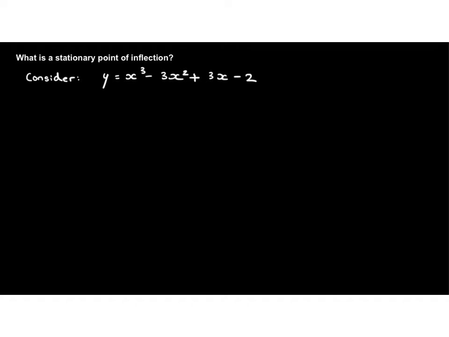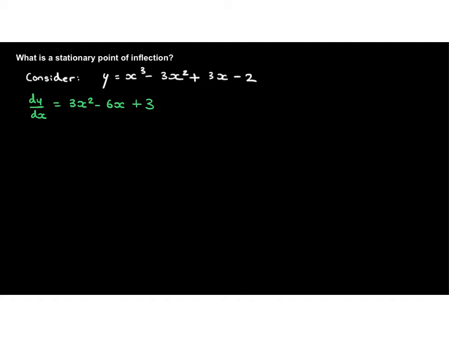So here is the function, y equals x cubed minus 3x squared plus 3x minus 2. So I'm going to start off by differentiating this function, which means we need to write down dy by dx. So dy by dx is 3x squared minus 6x plus 3. Very simple function. So let's now consider any stationary points.